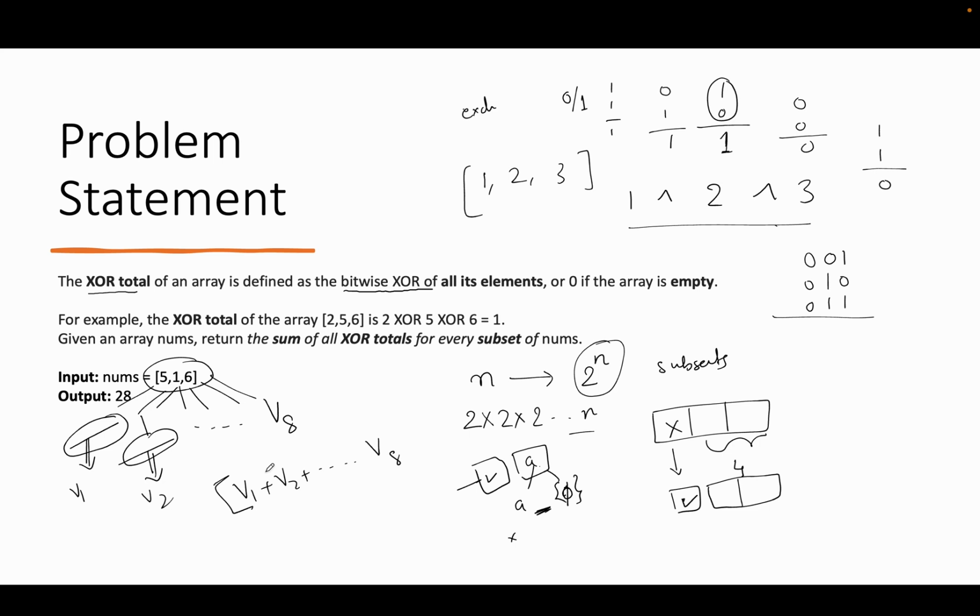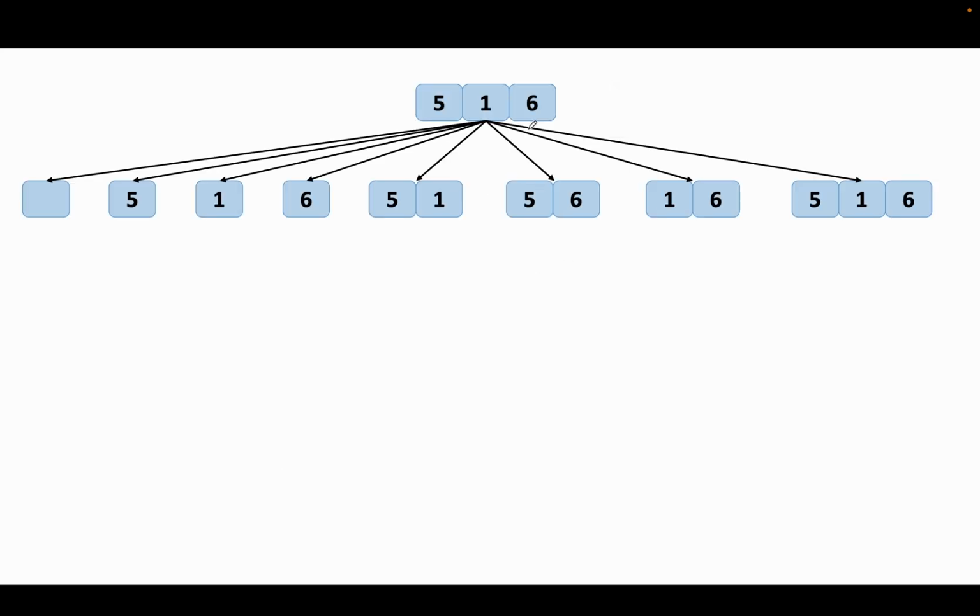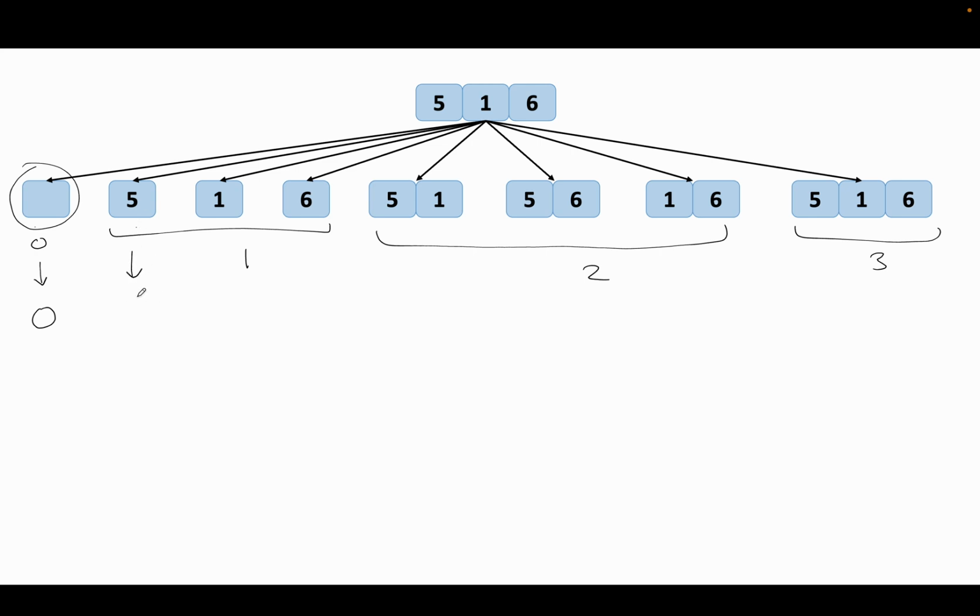So let's see an example. Let's say our example is 5, 1, 6. I have listed all the possible subsets. So this is the empty set. Here these are the sets of 1 element. So 0 elements, 1 element, 2 elements and 3 elements, all the possible values. So XOR of nothing, the empty set, is 0. These are single elements, so XOR will be those numbers themselves, 5, 1, 6.